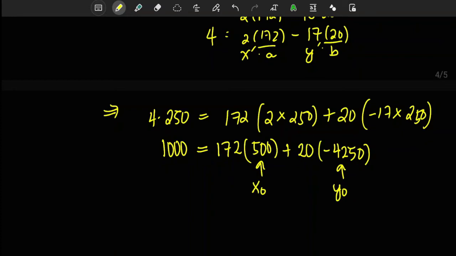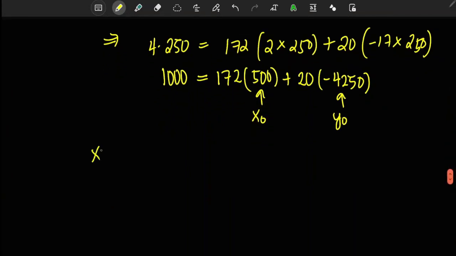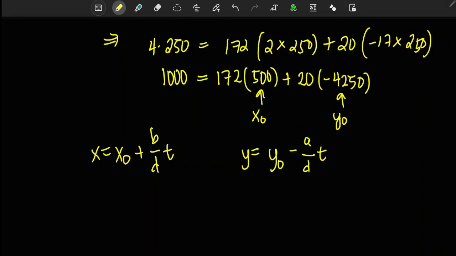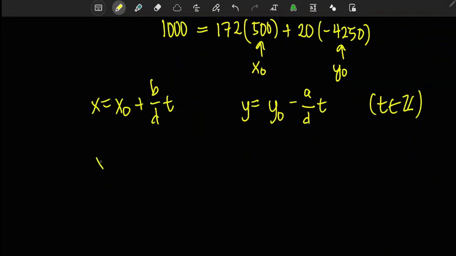Now using this particular solution, we can find all other solutions using the formula. Again, the formula for x is equal to x sub 0 plus b divided by d times t, and the formula for y is equal to y sub 0 minus a divided by d times t, where t is any arbitrary integer. So we have x that's equal to 500 plus b is equal to 20 divided by 4, or that's equal to 500 plus 5t.